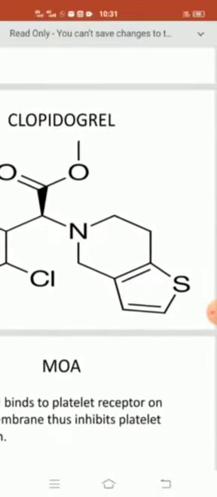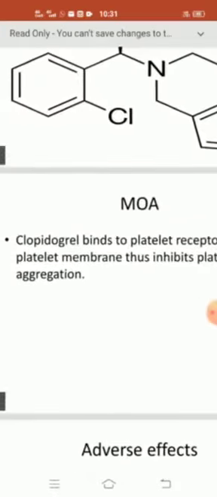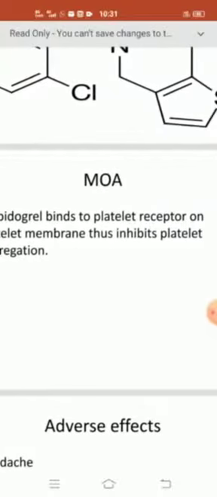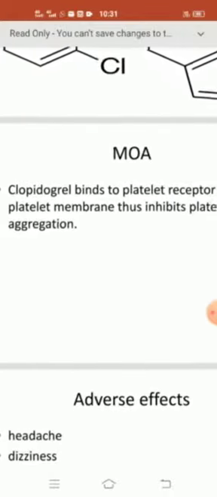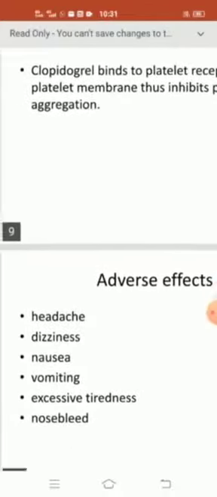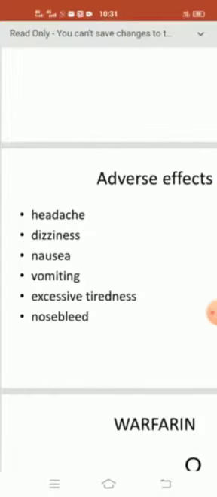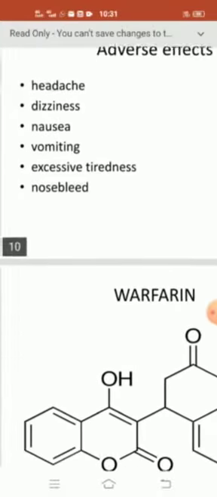Then comes clopidogrel. You can have a look at its structure. Mechanism of action: clopidogrel binds to the platelet receptors on the platelet membrane, thus inhibiting platelet aggregation. Adverse effects are headache, dizziness, nausea, vomiting, excessive tiredness, nose bleeding.